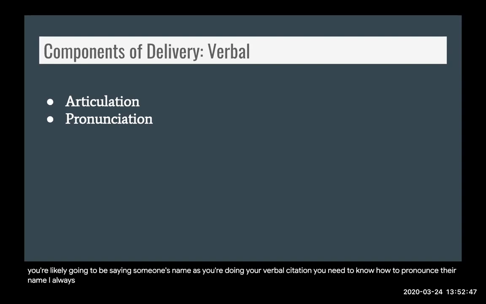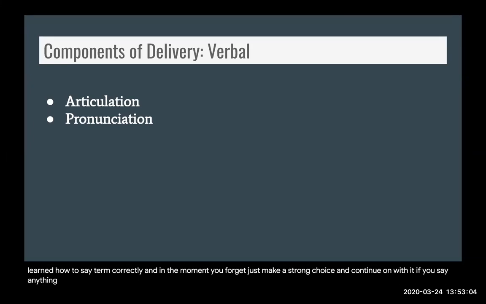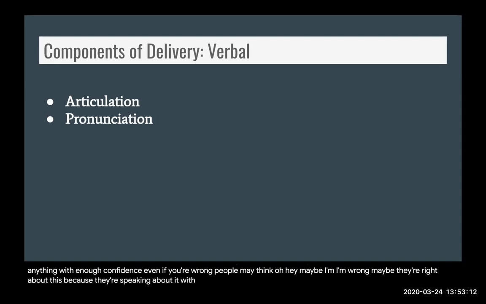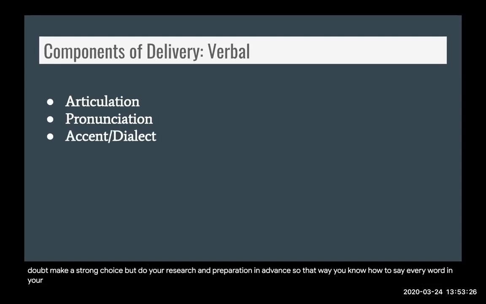I always recommend if you, in practice and in your preparation, you've learned how to say someone's name or you've learned how to say a term correctly, and in the moment you forget, just make a strong choice and continue on with it. If you say anything with enough confidence, even if you're wrong, people may think, oh, hey, maybe I'm wrong. Maybe they're right about this because they're speaking about it with such authority. Obviously, that shouldn't be our first case scenario, but when in doubt, make a strong choice, but do your research and preparation in advance so that way you know how to say every word in your speech.